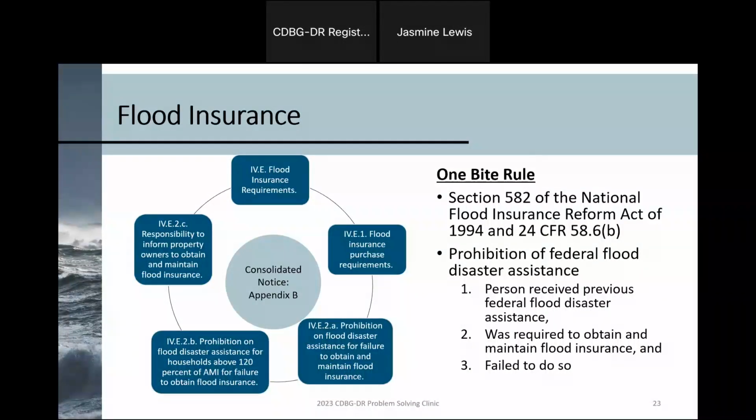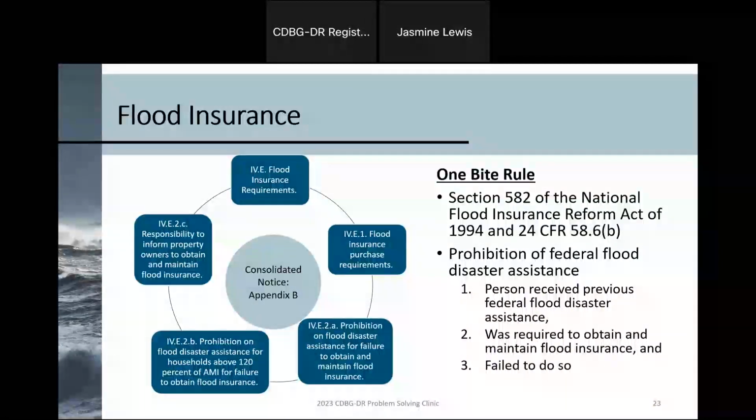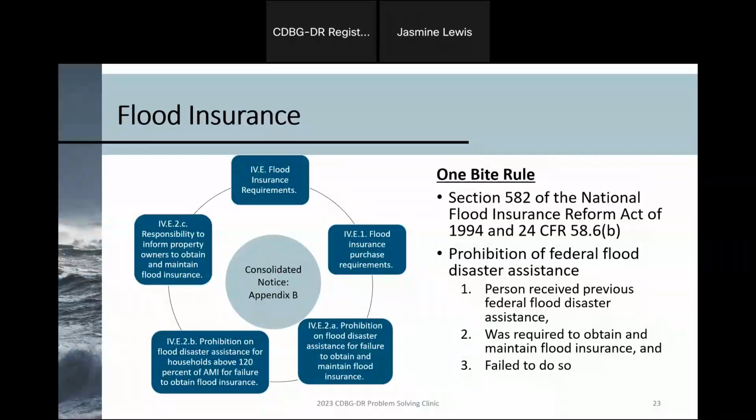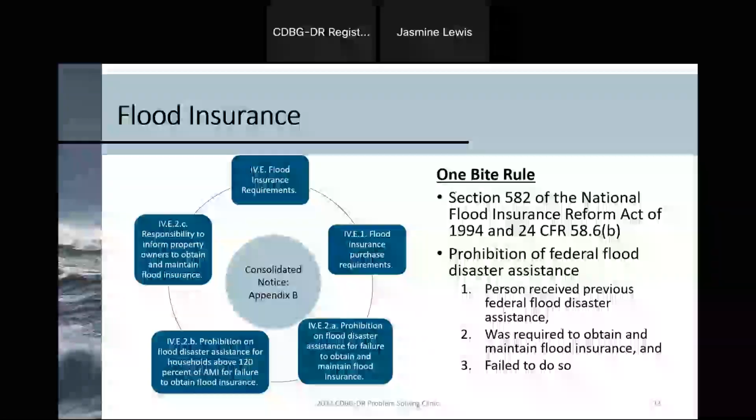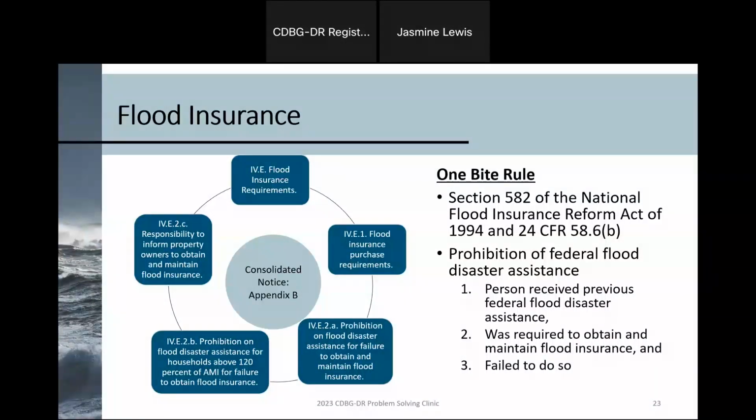In addition, there is this requirement of the one-bite rule, which is kind of unique. This is listed in the National Flood Insurance Reform Act and also 24 CFR 58.6(b). So there is a prohibition of federal flood disaster assistance for any person that received previous federal flood disaster assistance. So this could be from a former CDBG-DR grant, from FEMA funds, or any other federal agency that's provided flood assistance for that individual. In addition, they were required to obtain and maintain flood insurance, but failed to do so.